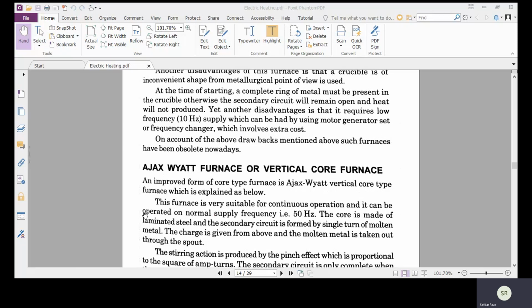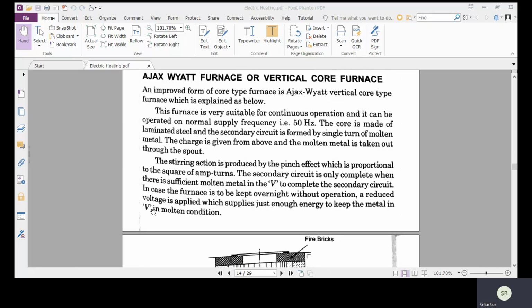So what type of core type furnace is used normally? That one is the Ajax Wyatt furnace or vertical core furnace. An improved form of core type furnace is the Ajax Wyatt vertical core type furnace, which is explained below. This furnace is very suitable for continuous operation, and it can be operated on normal supply frequency, that is 50 Hz.